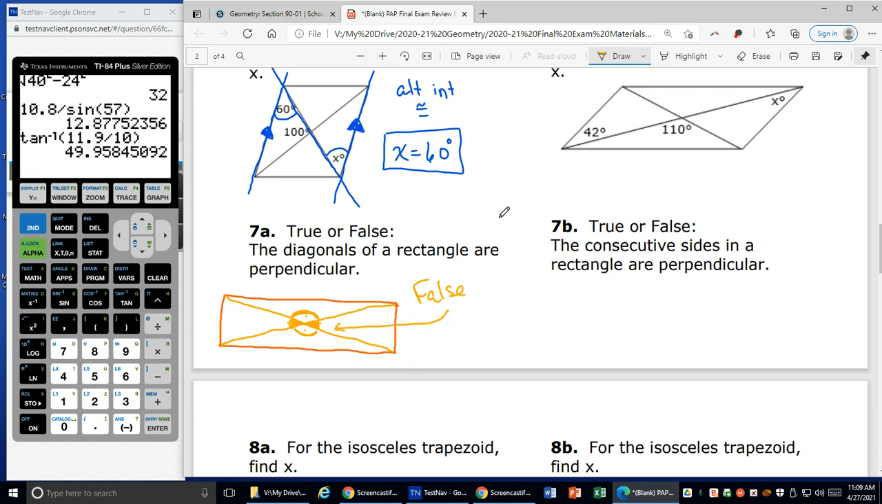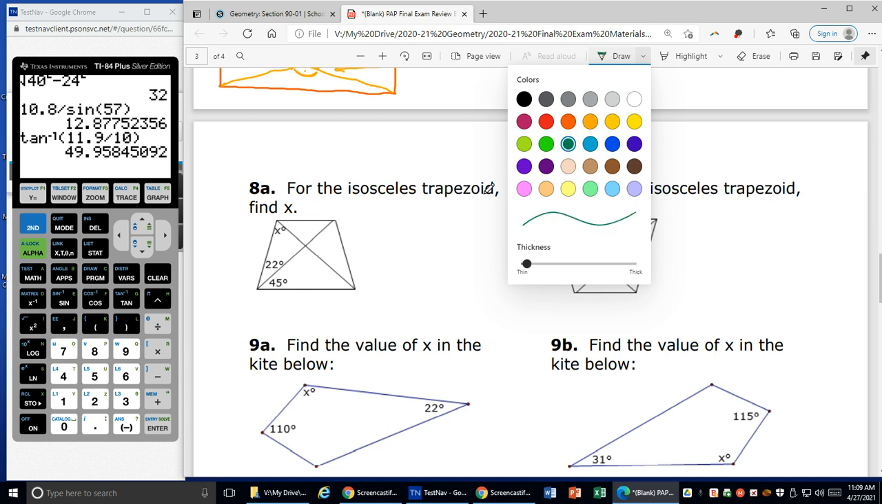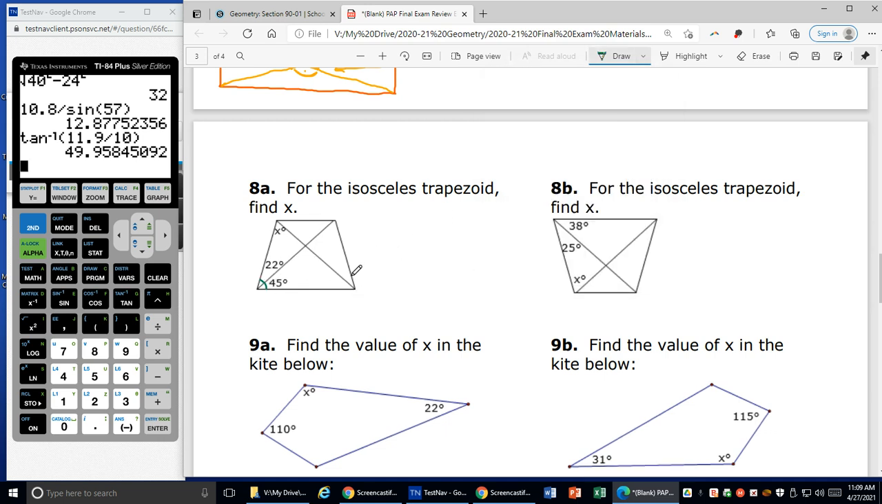Okay, let's look at 8a. For the isosceles trapezoid, find x. Now, they tell me it's an isosceles trapezoid. That tells me that my base angles here and here are equal, which means if I've got 22 and 45, I've got 22 and 45. Really, that 45 is the part that's important because I'm going to use what I know about triangles now that I've used what I know about the isosceles trapezoid.